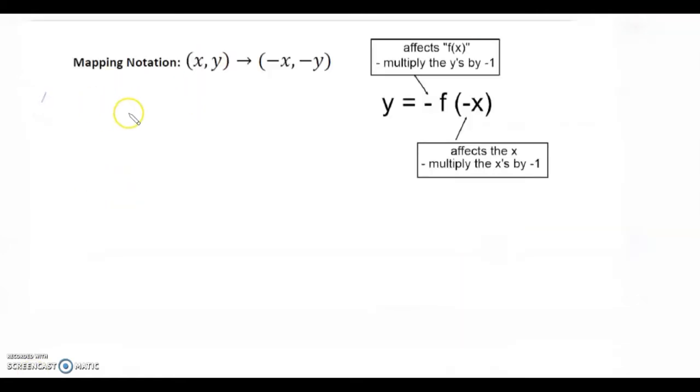So in general, the mapping notation (x, y) would get mapped onto (-x, -y). This negative here affects f of x. Remember, f of x is another way of saying y, just in function notation. We multiply all the y's by -1. And this negative sign here affects the x. We multiply all the x's by -1.